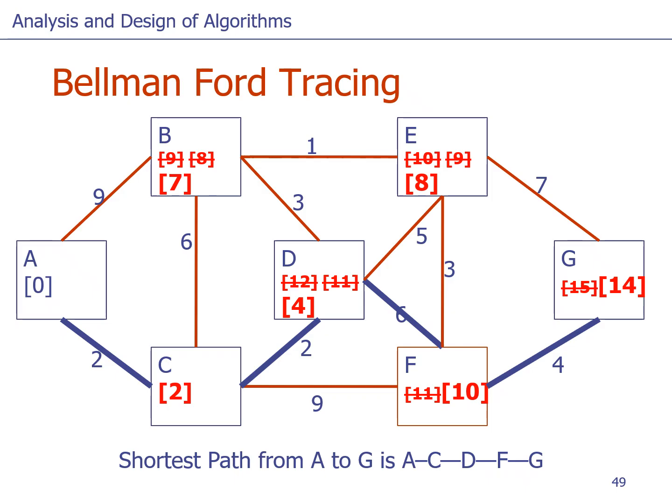But we didn't just generate the shortest path from A to G, and this is really the beautiful thing about Bellman-Ford. We've generated all the shortest paths from A to any vertex. So if you'd like to go from A to E, the shortest path cost is 8. If you'd like to go from A to D, the shortest path cost is 4, and goes like this.